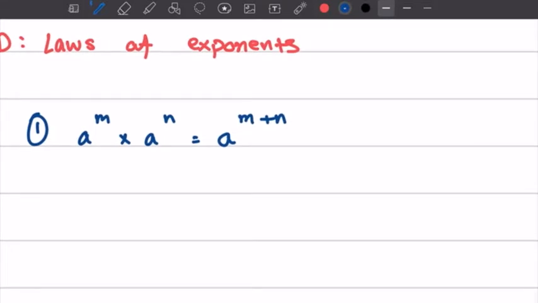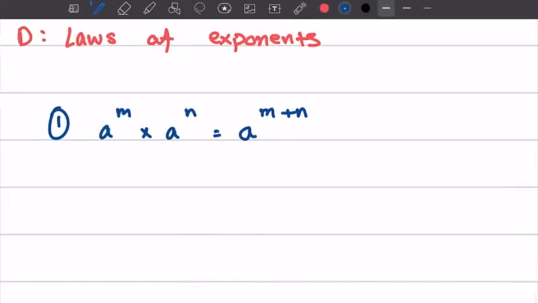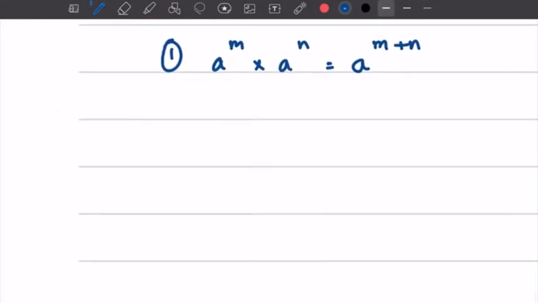So when you have a number with a power multiplying another number with a power, you add the powers. For example, if instead of m and n you had 2 and 4, you would just add 2 and 4. That is all the first law says. To multiply numbers with the same base, keep the base and add the exponents. Again, the base is this, keep the base and add the exponents. So that's the first law of exponents.